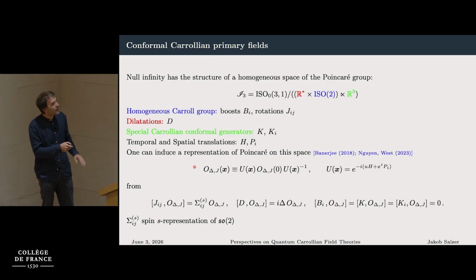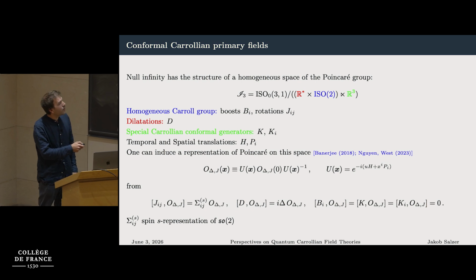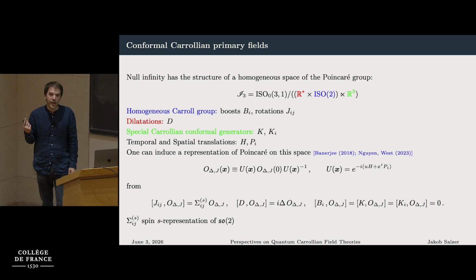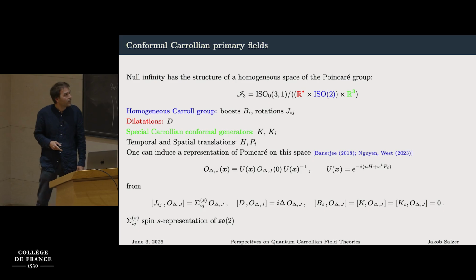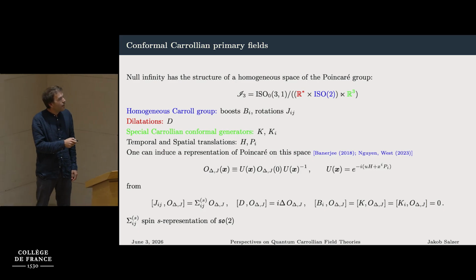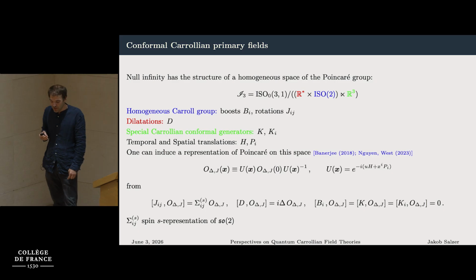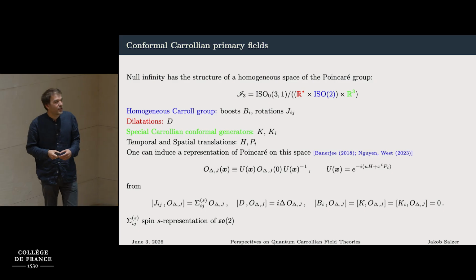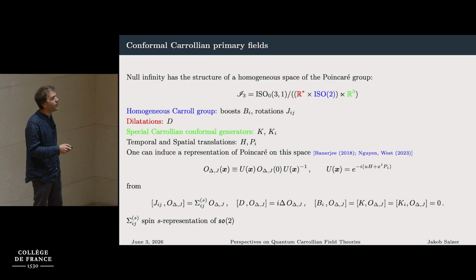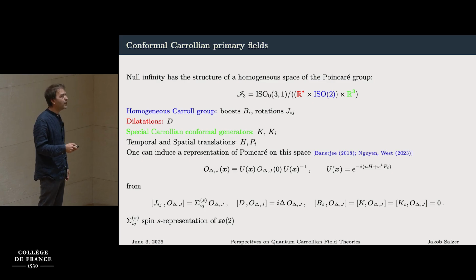So let me emphasize that I've given these guys here some weird names, but these are really just generators of the Poincare algebra. So for instance, what I call boosts here belong to the translational part of the Poincare algebra. So having done this, we can follow the yellow book on CFTs and construct representations, what we might want to call primary fields of this conformal Carrollian theory, namely by saying that if I give you the operator defined at one point in the space-time, I can define the operator everywhere else by moving it around with a unitary transformation.